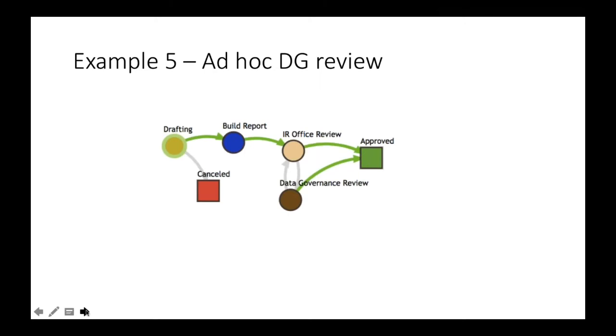This is a variation on that internal decision making that we saw in the previous workflow. In this one, the specification is created. It's built in some way. I'm not going to go into the details of how it's built because the point I want to get to here is it's been built and the IR office is charged with a final review.